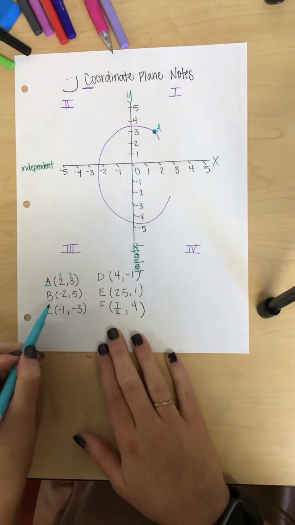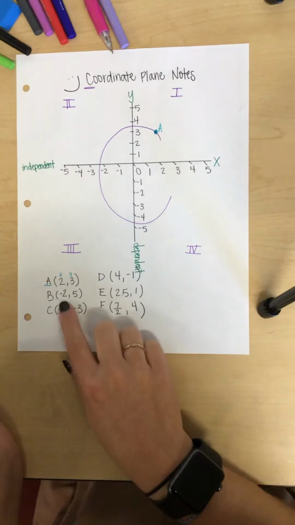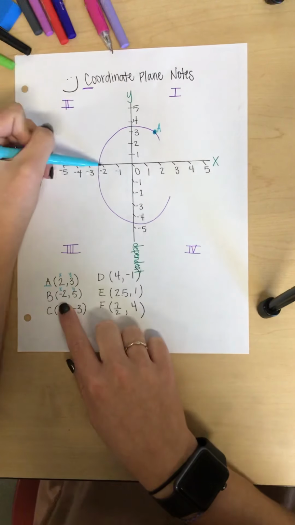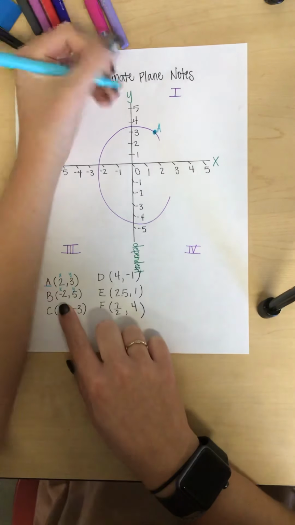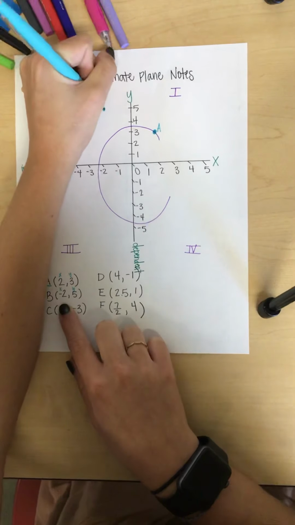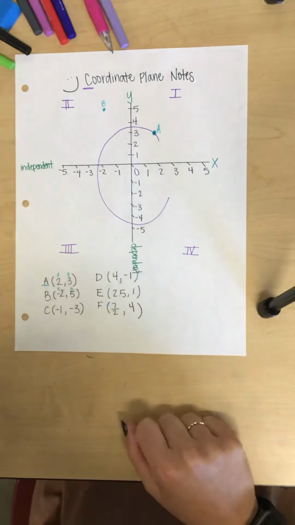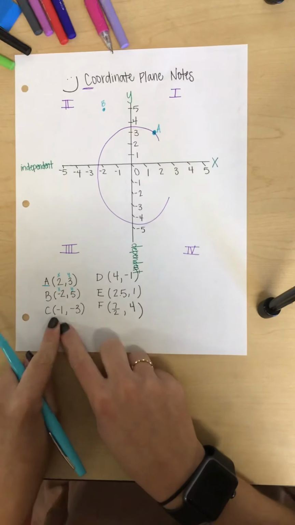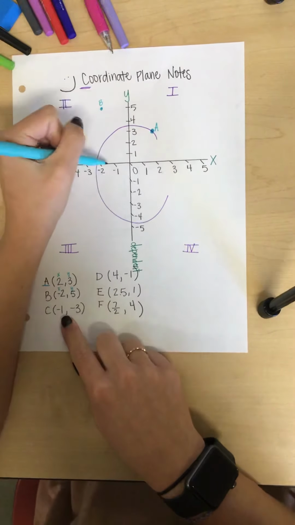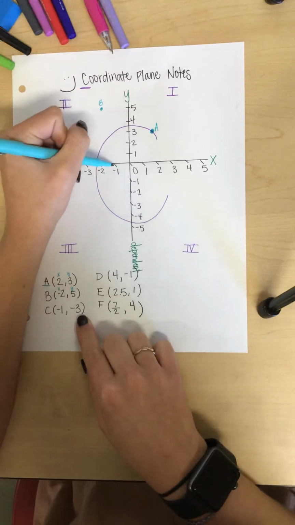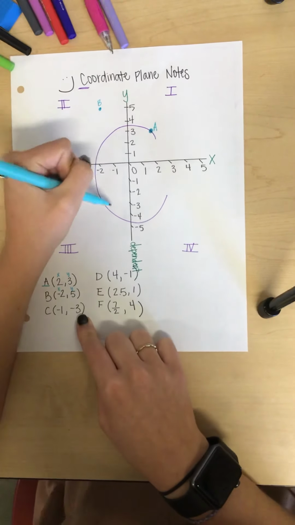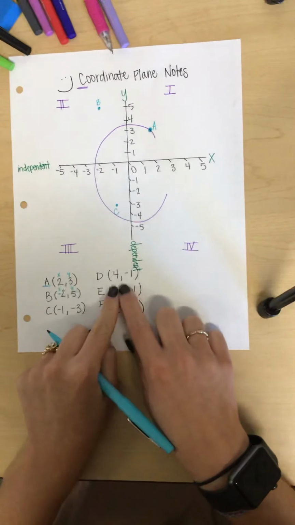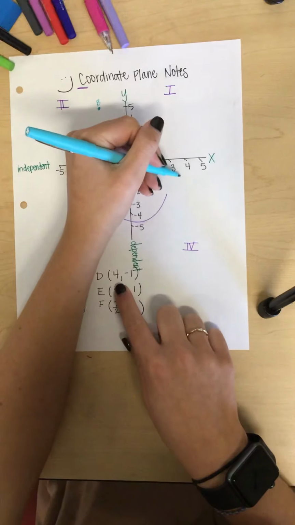So our next point is negative 2, 5. So this is our x value, this is our y value. Go over to negative 2, up 5. Here I'd like you to pause the video and continue plotting, and then push play and make sure that you got it right. So here we have C, negative 1, negative 3. So it's going to be over to the negatives now, and instead of going up, we're going down. D is over 4 and down to negative 1.